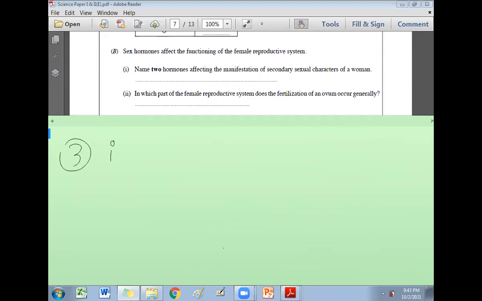B1, the answer. It's very easy, no? So I won't waste much time. Female reproductive system, what are the hormones involved? Any volunteers? Yes, B1. What are the 2 sex hormones in the female reproductive system? Estrogen and progesterone. Yes, very good. Estrogen and progesterone.